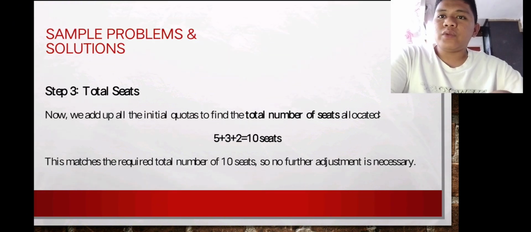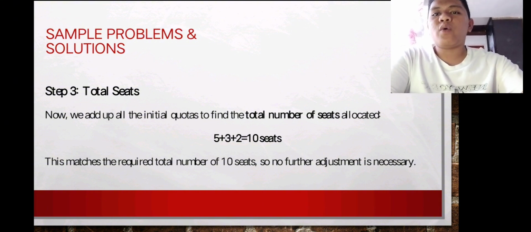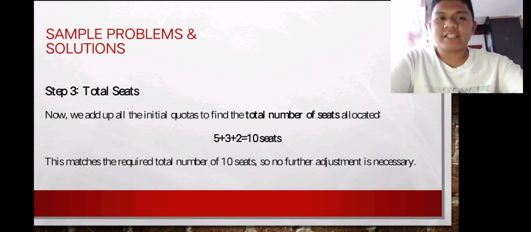Now for the total seats, we add up all the initial quotas to find the total number of seats allocated. So 5 plus 3 plus 2 equals 10 seats. This matches the required total number of 10 seats, so no further adjustment for our sample problem.